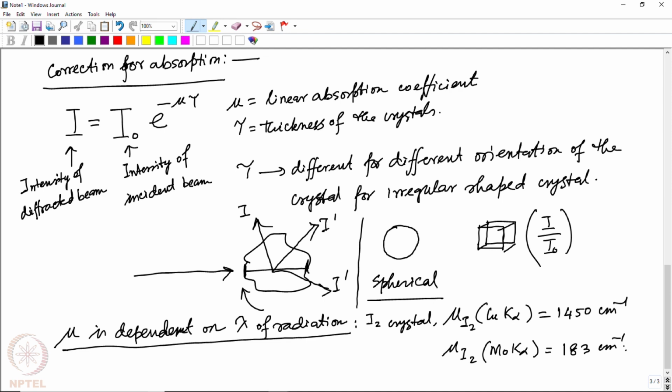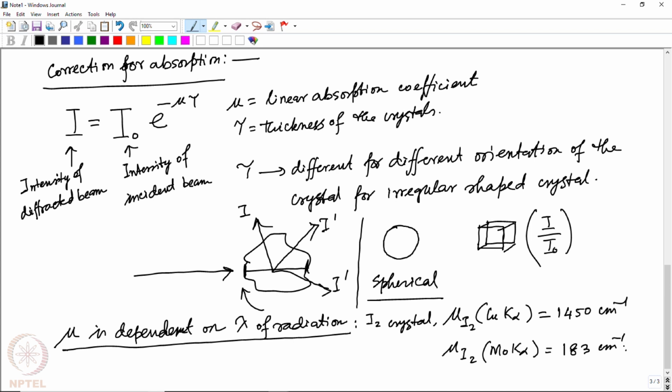That means to avoid any significant influence of absorption, one should use a shorter wavelength like molybdenum, and that is why when we collect data on our routine crystals using molybdenum as a source, these effects of absorption are minimized, and most of the time we don't worry about absorption correction and we are fine with it.